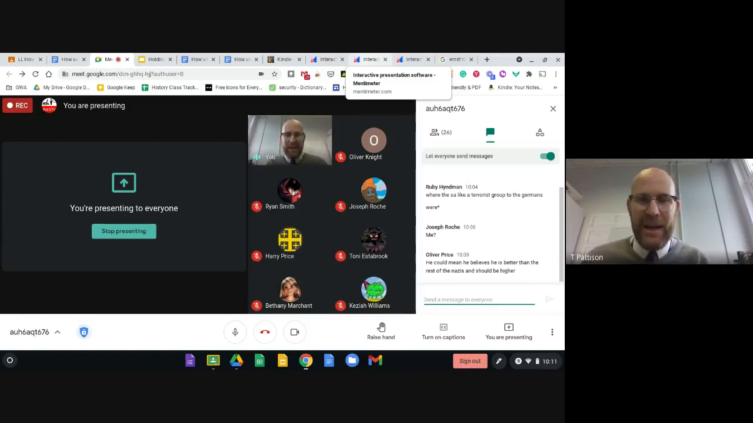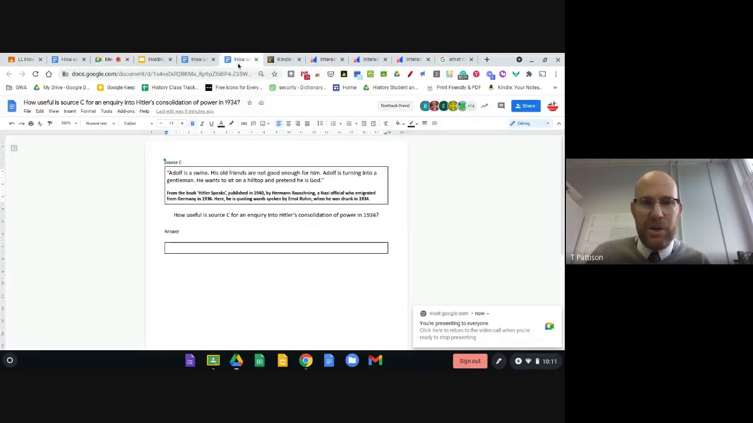And that's really what Ernst Röhm is getting at here, that Hitler should be praising and listening to those who were by his side at the Munich Putsch, those who were there in the mid to late 20s, sticking by him when times were tough. And Ernst Röhm is suggesting that Adolf is turning into a gentleman. He wants to sit on a hilltop and pretend he is God. He's saying that Hitler, to go back to the excellent way that Joe phrased it, is too big for his boots.